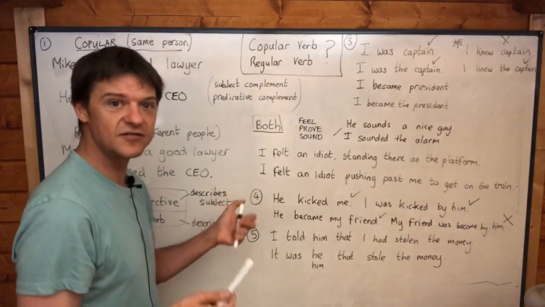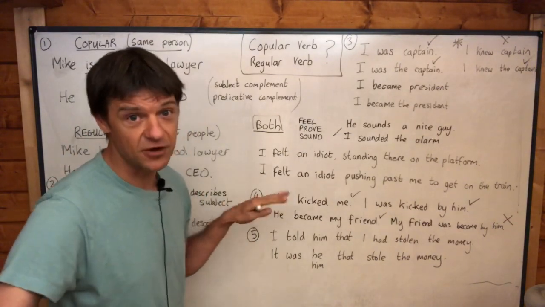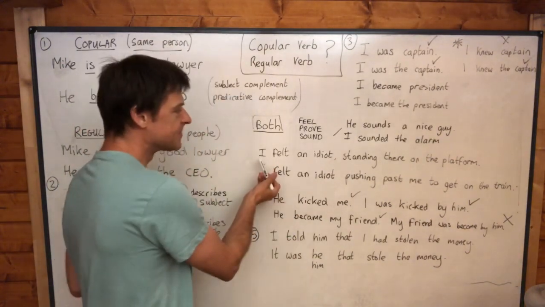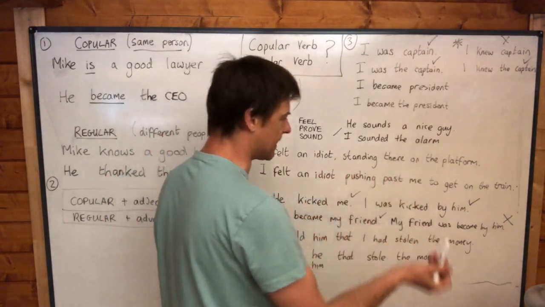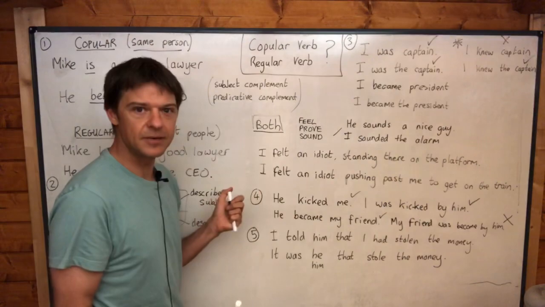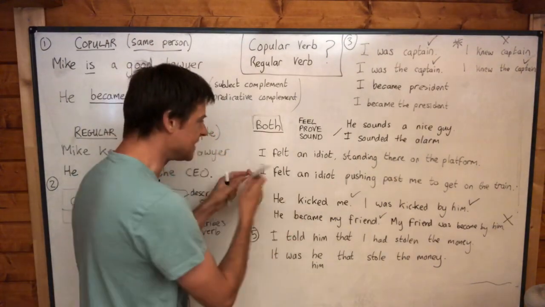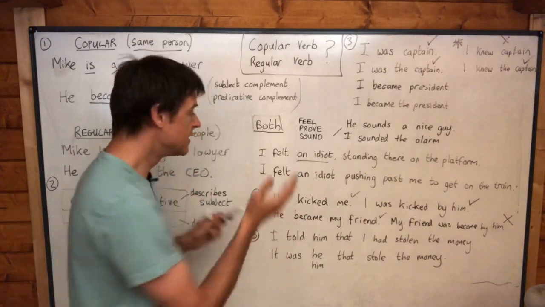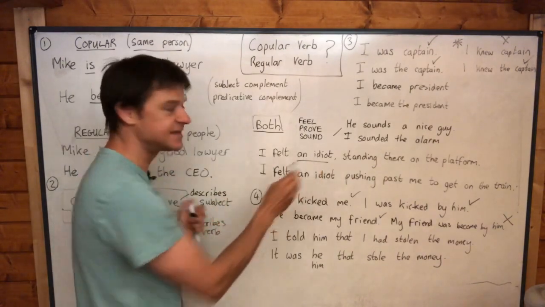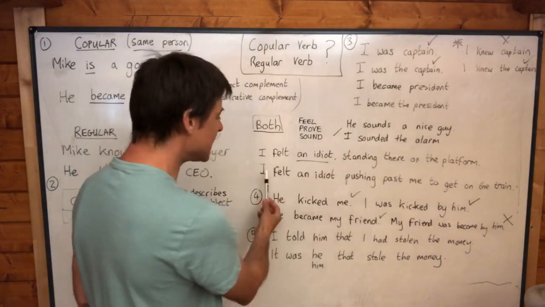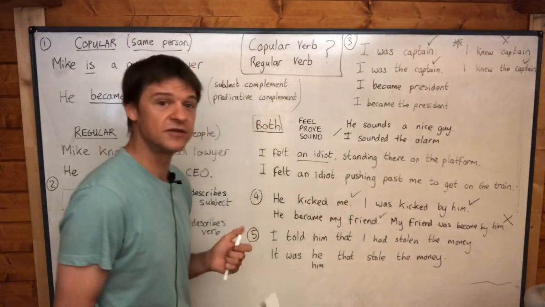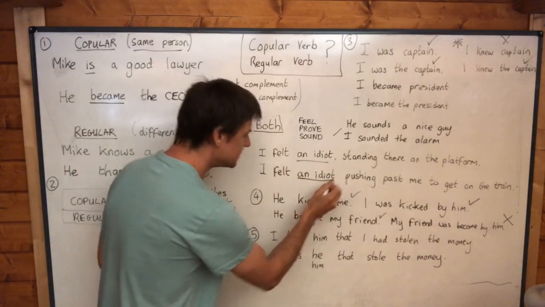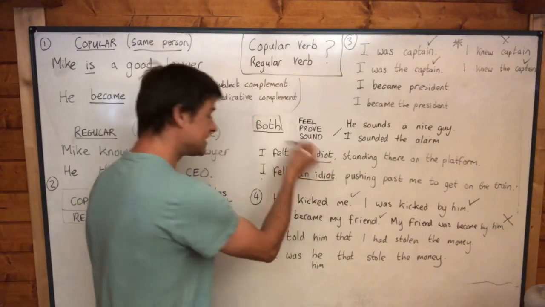And look at feel. Here's a very good example. Really, I'm taking it from Geoffrey and Rodney, so thanks guys. It's very similar to their example anyway. But look at this. I felt an idiot standing there on the platform. Now here, how many people are there in the sentence? There's one. He is the idiot. What we mean is I felt like an idiot that was standing there on the platform. That's a copular verb because I am the idiot. Yeah, it's nice and clear. If you say I felt an idiot pushing past me to get on the train, that's a regular verb. That's completely different. That person is not the same as the I. That idiot is the same as the I.